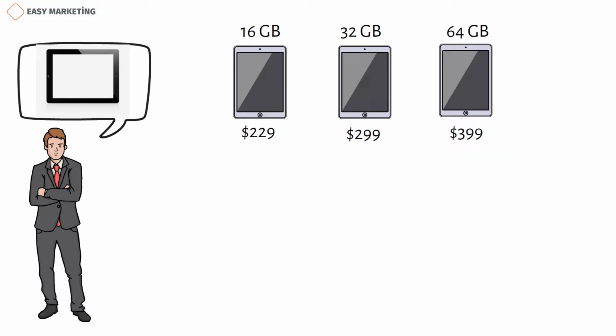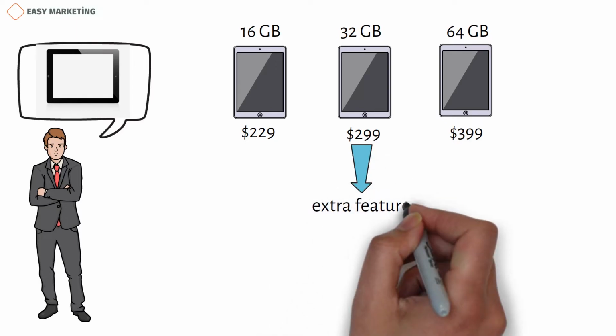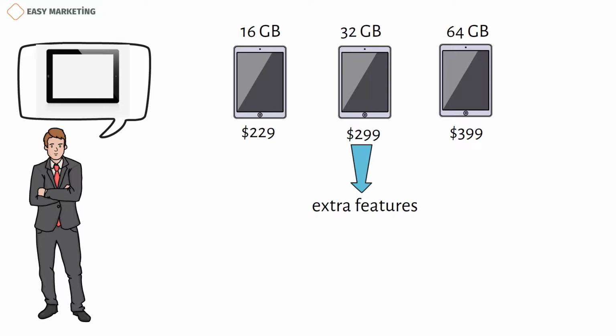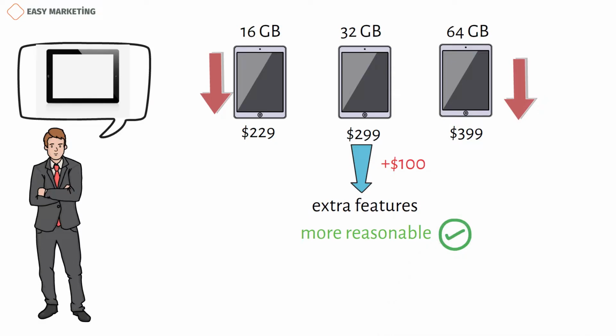$399. The second option, which is offered for $299, also has its own extra features. However, you can also pay an extra $100 for the model with 64 gigabytes of memory, but no extra features. You can think that buying the second option is more reasonable and worth your money. So very few people will choose the first option with 16 gigabytes. Even fewer people will buy the third phone with 64 gigabytes of storage. As a matter of fact, phones with 16 and 64 gigabytes of storage are used to make the second option's extra features seem more attractive.